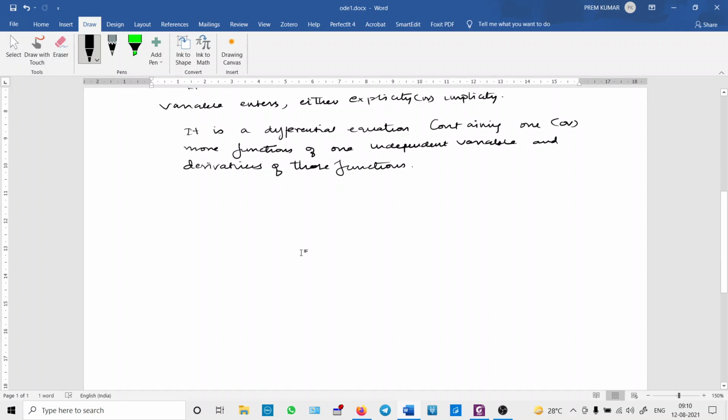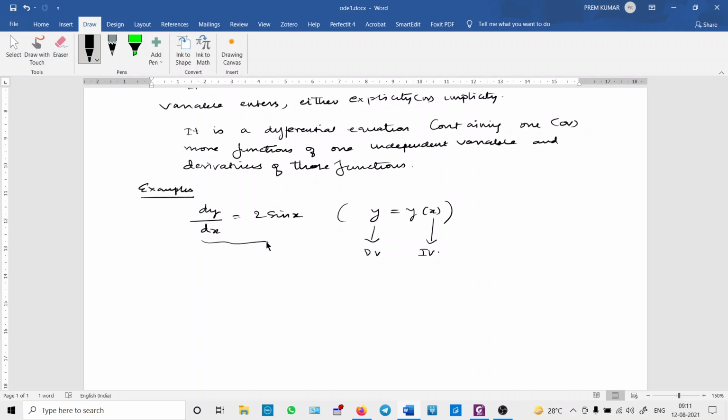We'll deal with some examples of an ordinary differential equation. What are the examples? See here, it will be like this. Suppose dy by dx equals 2 sin x. This is a first order equation, and here y is a function of x. Here this is the dependent variable and this x is the independent variable. So what are the things available in this equation? The derivative of this dependent variable, y dash of x, that is dy by dx, and this is a function of x. f of x equals sin x. x is called the independent variable.